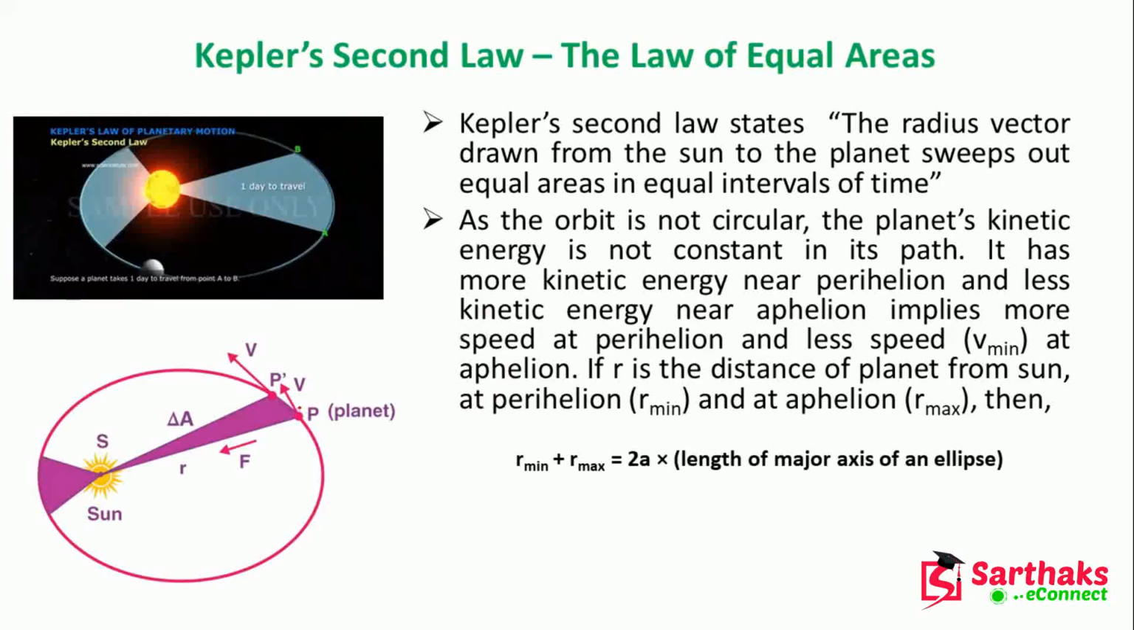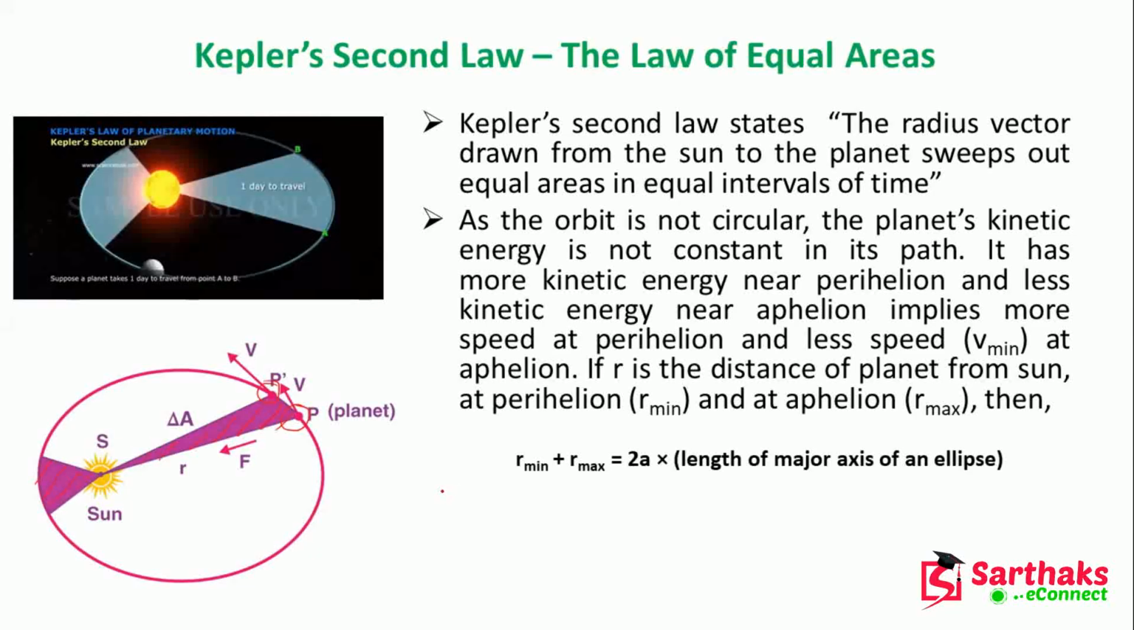Okay, this planet is moving from this point to this point, right? So from this sun, whatever the area has been, this is the area. Now, this area is equal to the area you have here, right? And both of them are taking 1 day, or 1 day or 2 days. But that means the radius vector drawn from the sun to the planet sweeps out equal areas in equal intervals of time, right?